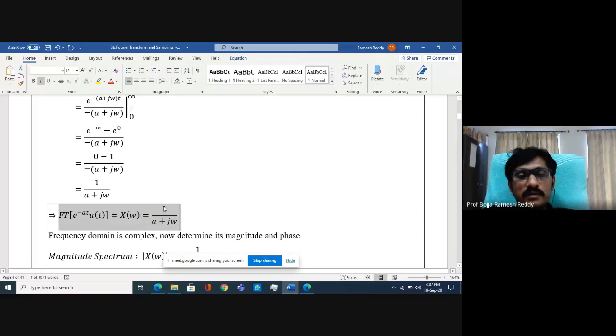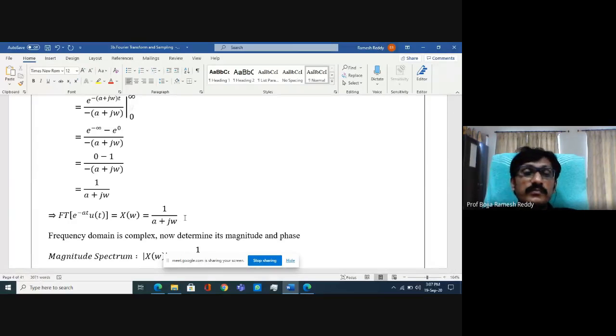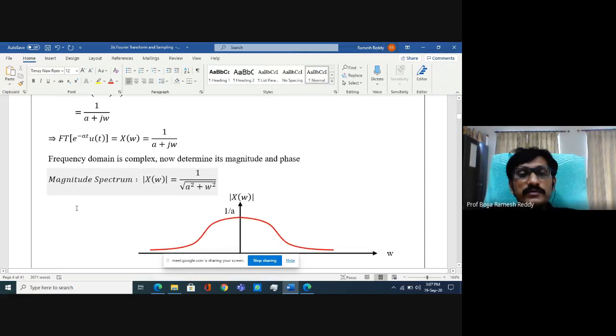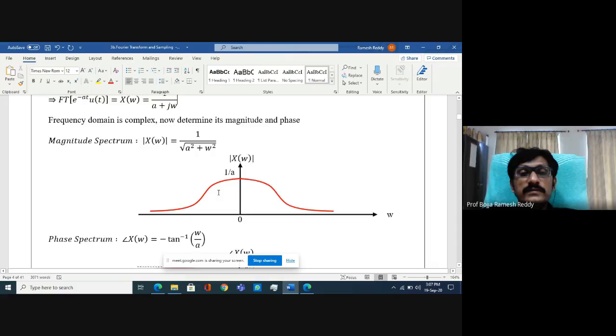But in the frequency domain, we got complex form, 1 by a plus j omega. Already told you, in the frequency domain almost all are complex forms, consisting of a real part and an imaginary part. What we have to do? Evaluate the magnitude spectrum and phase spectrum separately. Now the magnitude spectrum is the modulus of X of omega. Modulus of a plus jb is root of a square plus b square. So root of a square plus omega square is the magnitude spectrum.